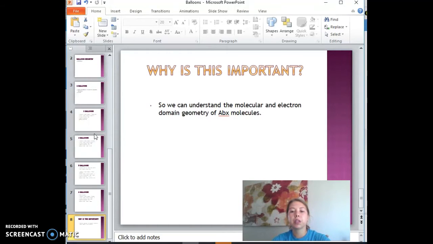So why is this important to know? This is important to know so we can understand the molecular and electron domain geometry of the ABx molecules.